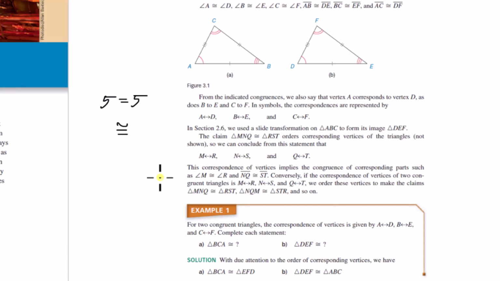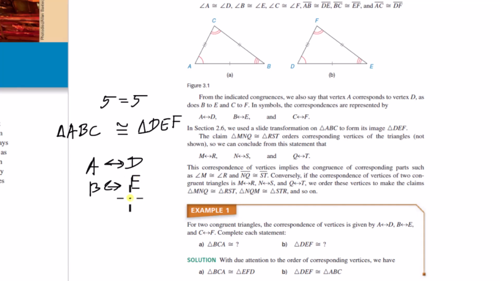Okay, because if we've got triangle ABC is congruent to triangle DEF, what this is saying is that A corresponds to D. And the notation for correspondence, if you're saying two features correspond to one another, is this double arrow here. A corresponds to D. B corresponds to E. C corresponds to F.